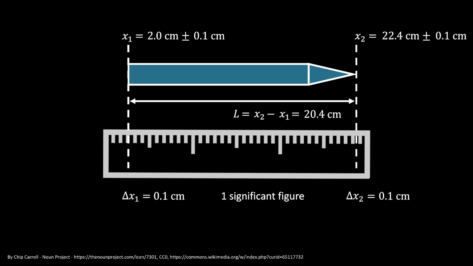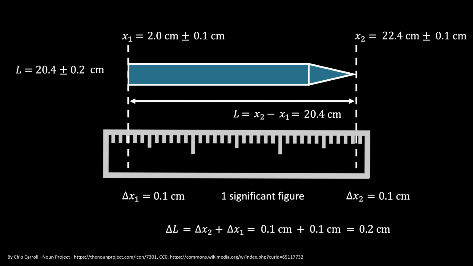This is what we mean by the propagation of uncertainties. The uncertainty in L is denoted as delta L and is calculated as delta L equals delta x2 plus delta x1. Pay attention to the fact that uncertainties are always added and never subtracted. This means uncertainties always accumulate. Hence we get delta L equals 0.1 cm plus 0.1 cm equals 0.2 cm. And finally we write the length of the pencil L equals 20.4 plus or minus 0.2 cm.